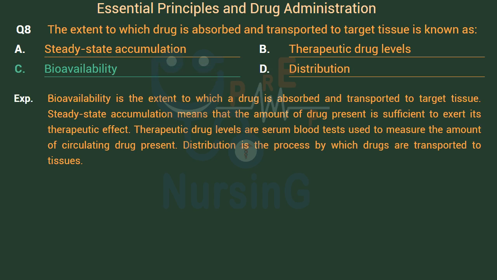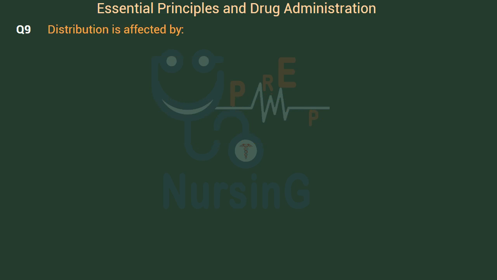Bioavailability is the extent to which a drug is absorbed and transported to target tissue. Steady state accumulation means that the amount of drug present is sufficient to exert its therapeutic effect. Therapeutic drug levels are serum blood tests used to measure the amount of circulating drug present. Distribution is the process by which drugs are transported to tissues.